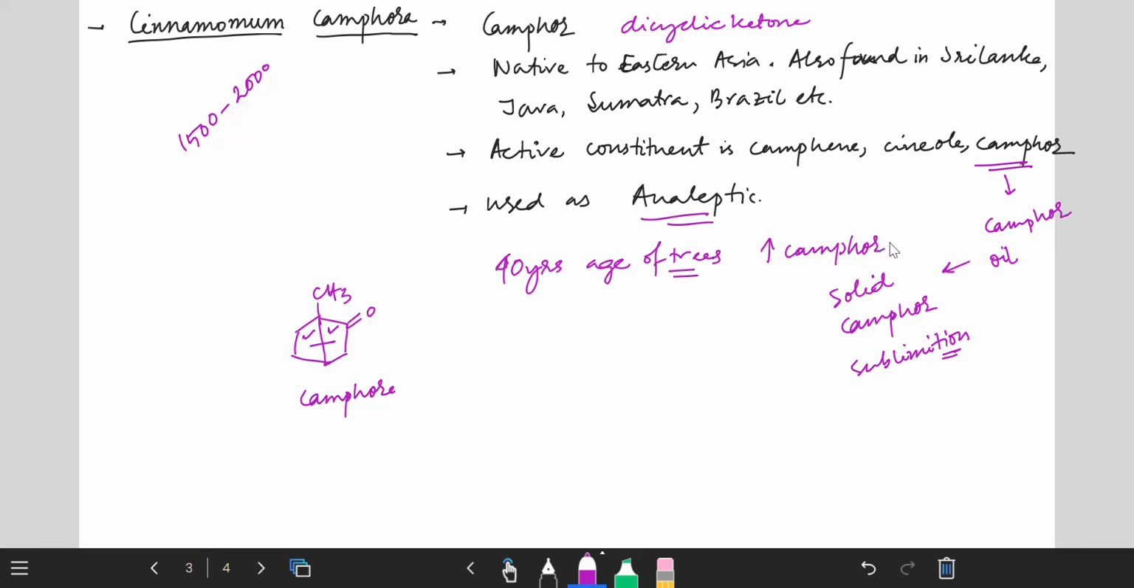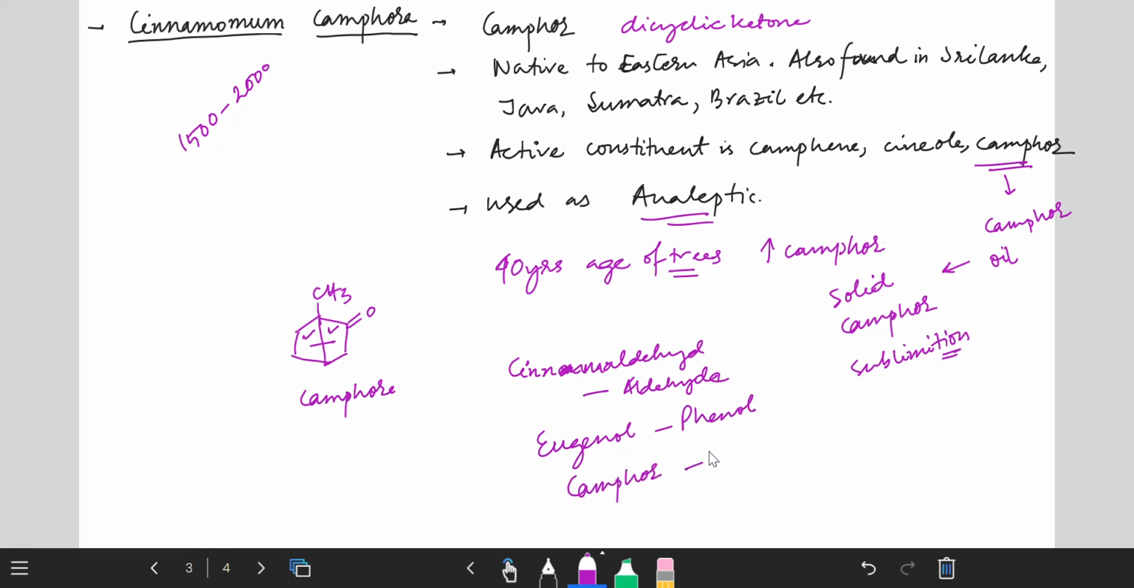Now the interesting note from all of this is that cinnamaldehyde is an aldehyde, eugenol is a phenol, but camphor is a ketone. That is the chemical difference. You need to keep in mind all the things I have spoken and written.